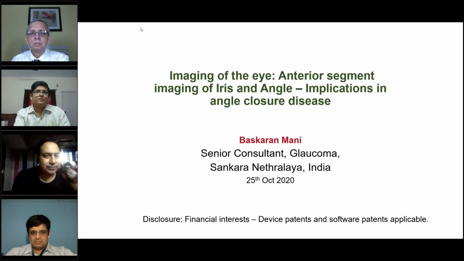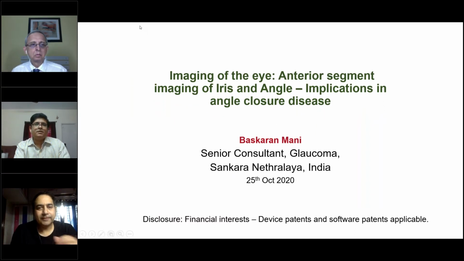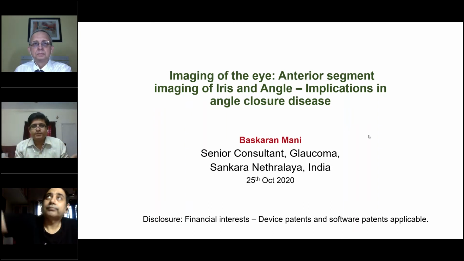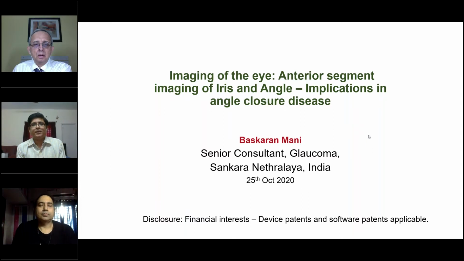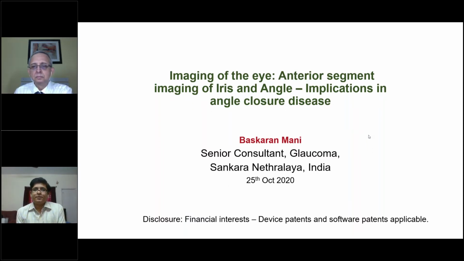Okay. So, imaging of the eye, anterior segment of iris and angle. I've just taken angle closure glaucoma and made it angle closure disease, because angle closure glaucoma is such a small part of the entire angle closure disease spectrum. It has 4% incidence and prevalence compared to around 12% for angle closure suspects, angle closures and secondary glaucoma.